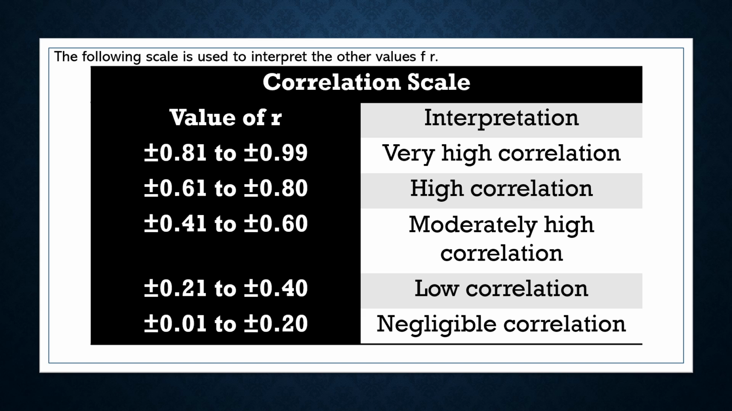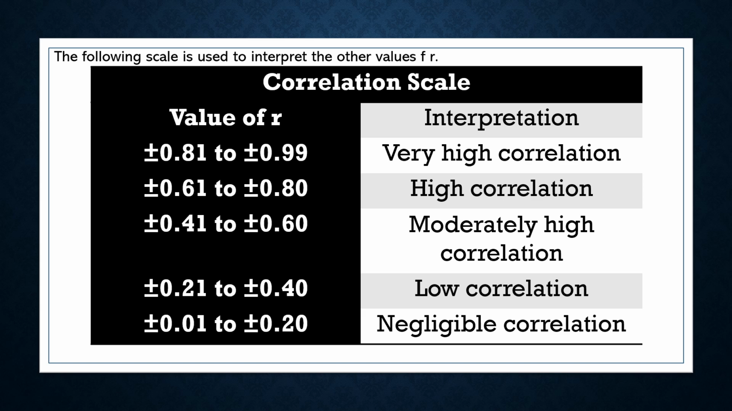For instance, if after using Pearson correlation the value of r is positive 0.73, as you can see, positive 0.73 falls in the range 0.61 to 0.80. So our interpretation will be high correlation. But since it is positive, we need to indicate the direction. So we have positive high correlation, or it can be high positive correlation.